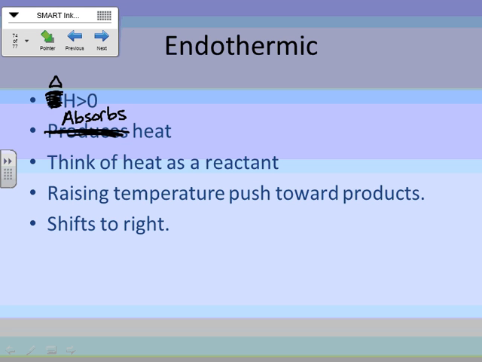Yeah, change that. It absorbs heat if it's endothermic. Okay, it requires heat. So you can think of heat as a reactant. Raising the temperature is going to push the equilibrium towards the products, which shifts the equilibrium to the right. Okay?